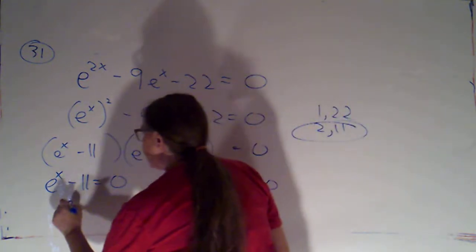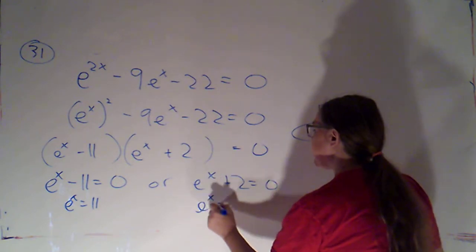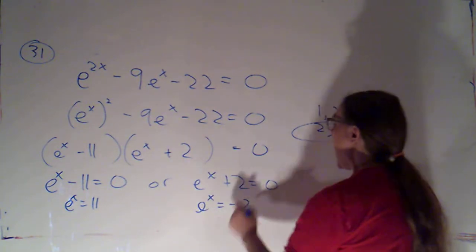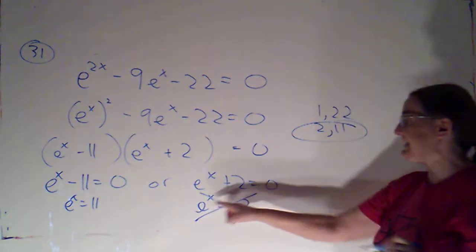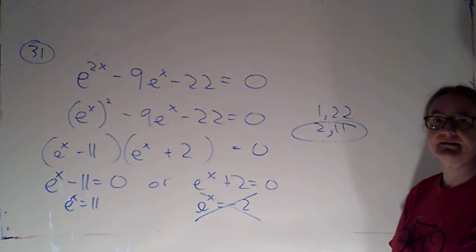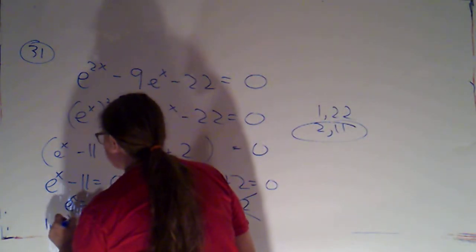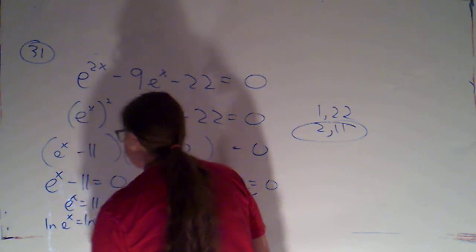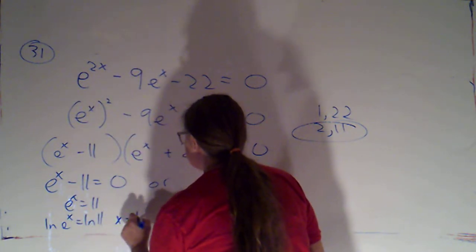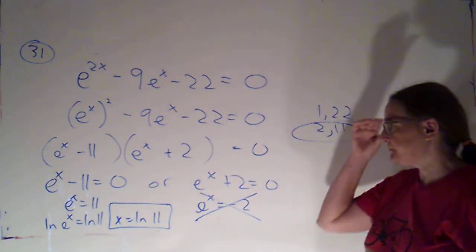This would become e^x equals 11. This would become e^x equals negative 2. I can reject that because e^x is never negative. It has to equal something positive. Here, I can take the log of both sides. I can say natural log of e^x is natural log of 11. So x is the natural log of 11, and that's my one answer.